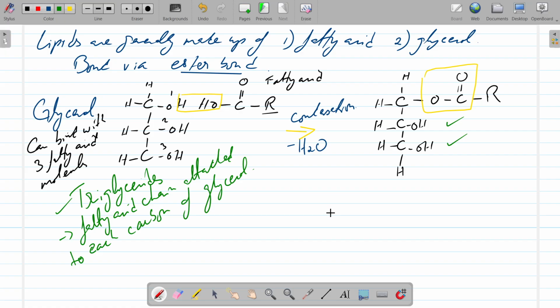And obviously this is a reversible reaction, so you take it the other way, and that is hydrolysis. So lipids are digested in the body, and so they're broken down into their constituents, fatty acids and glycerol, by the addition of water, and that would give you its components back.